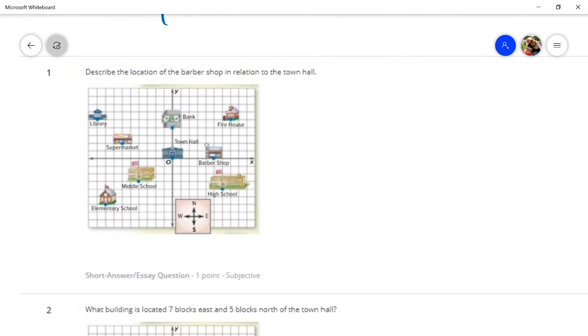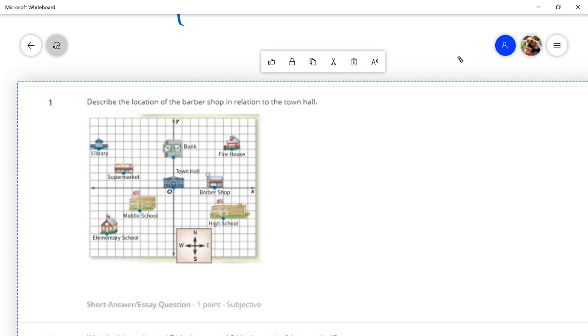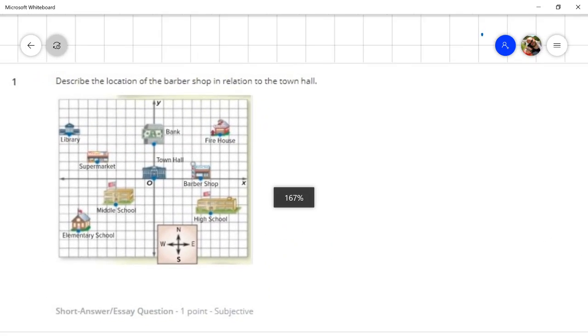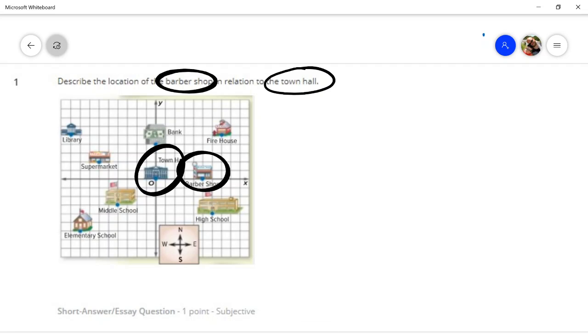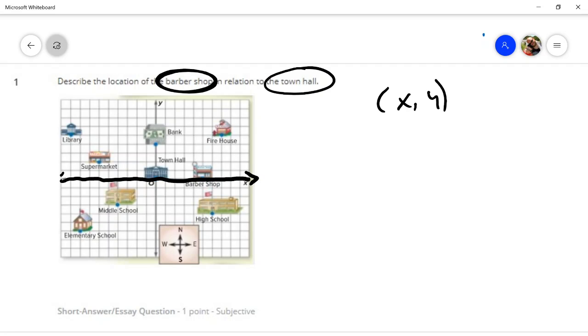All right, so let's zoom in a little bit more. Barbershop, town hall. Okay, those are the two we're looking at. So now, erase that just so we can see a little bit better. So remember, coordinates are x, y. X is the horizontal one. That's this big one right here. That's x. And then this one. There's our y.